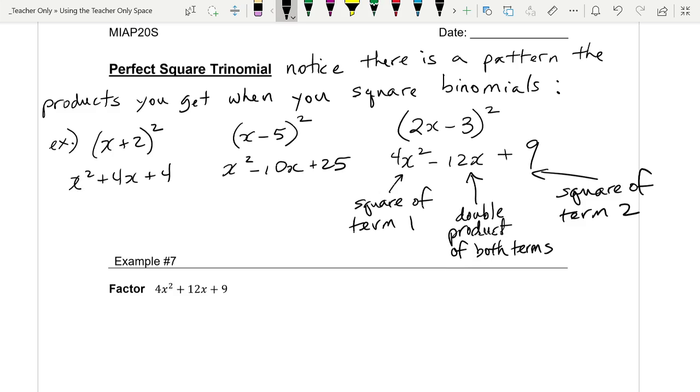Okay, so guess why we're doing this? So we can do it backwards. Can you recognize when you have a perfect square trinomial? Hey, example 7 looks just like the one I just did. What's the difference in it, though? What do you notice is different about my last example and example 7?